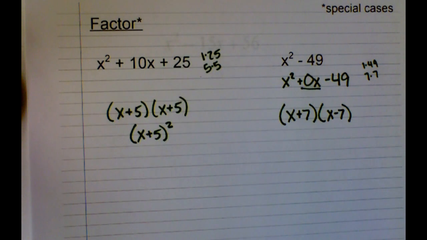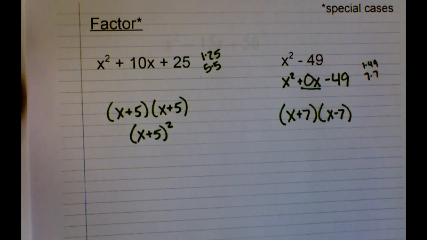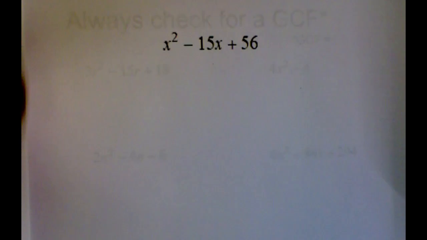And there's no logical reason to it, but this is my favorite pattern. This is called a difference of squares. X squared is a perfect square, 49 is a perfect square. I'm subtracting them. It'll always factor like this, x plus something, x minus something.